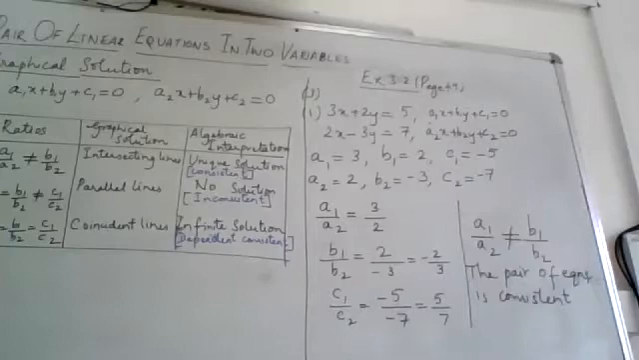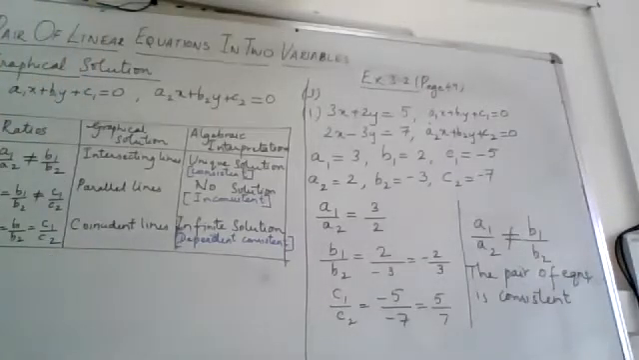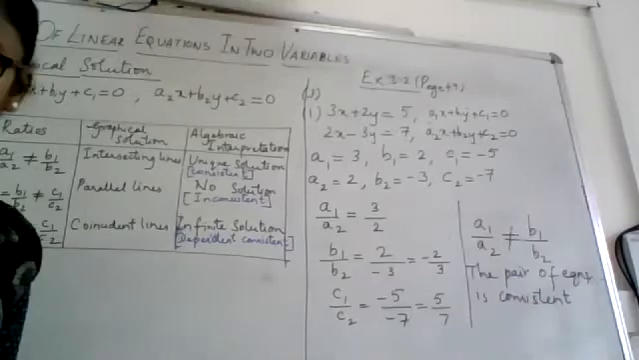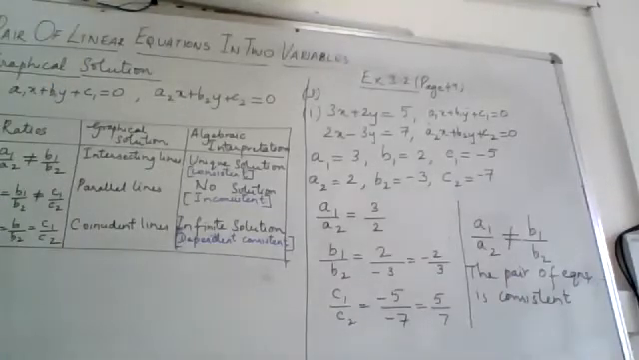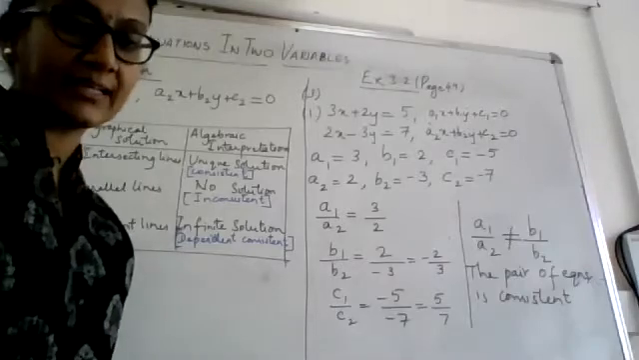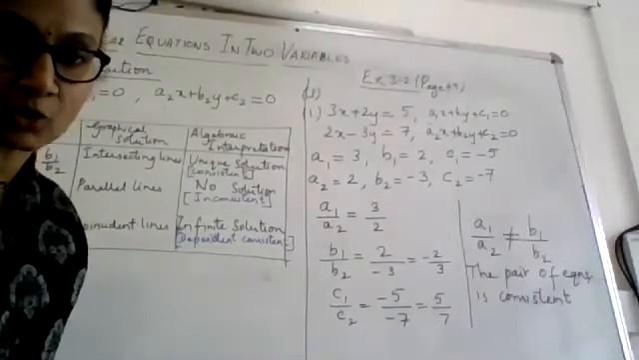Okay, now try the second one on your own. Go ahead and try the second one. The second set of equations is 2x minus 3y equals 8. And the second equation is 4x minus 6y equals 9. So first write it in the general form. Then compare to find out what is A1, A2, B1, B2 and then C1, C2. Then go and find their ratios, which will allow you to tell whether it is consistent or inconsistent.